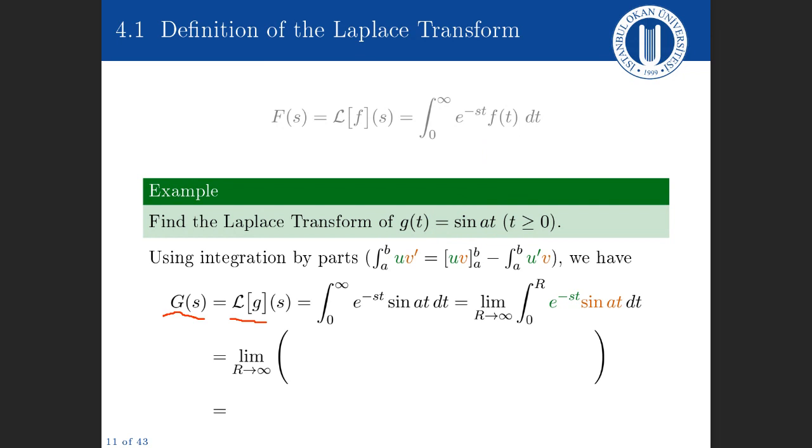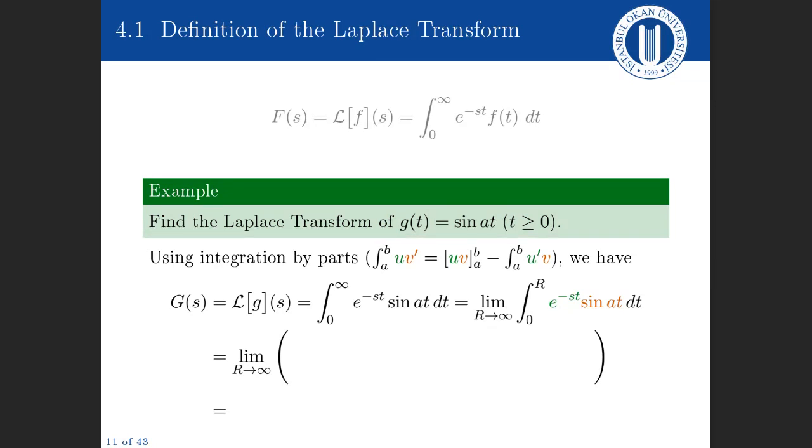And remember, anytime we do an integral between 0 and infinity, what we really mean is the limit as r tends to infinity of the integral between 0 and r. To calculate this integral, we're going to use integration by parts. Here, e to the minus st, which I've written in green, is going to be the u. And sine at, which I've written in orange, is going to be the v prime.